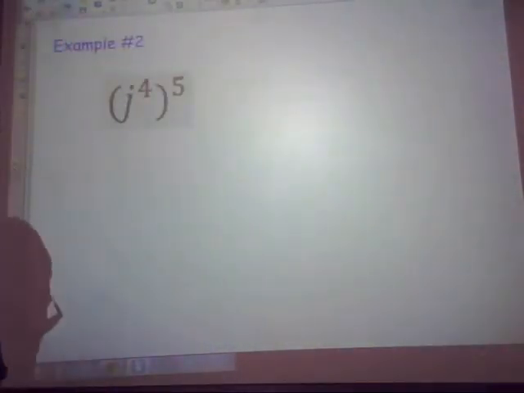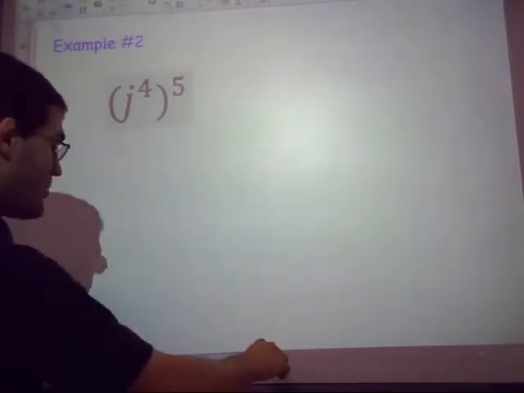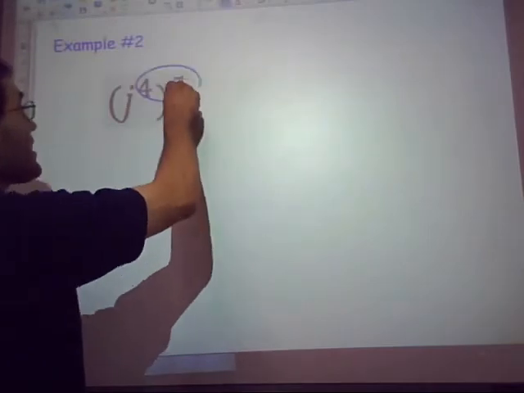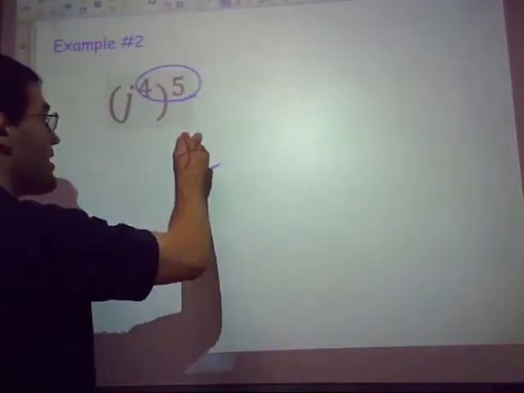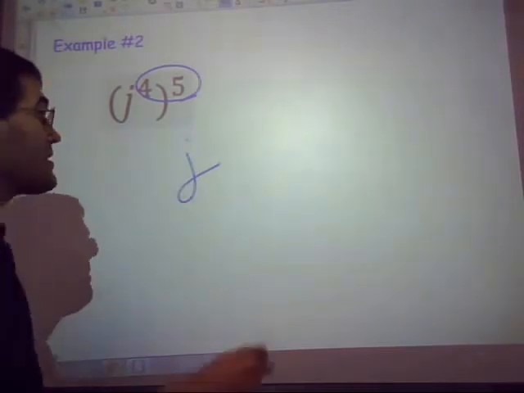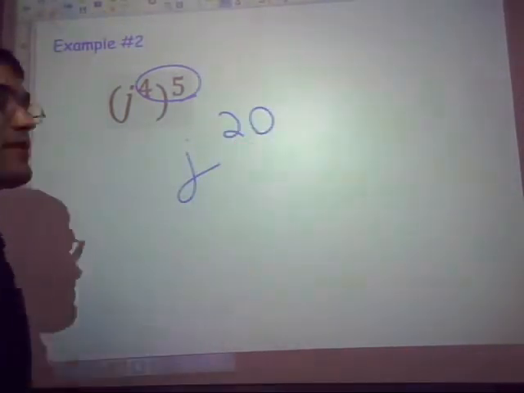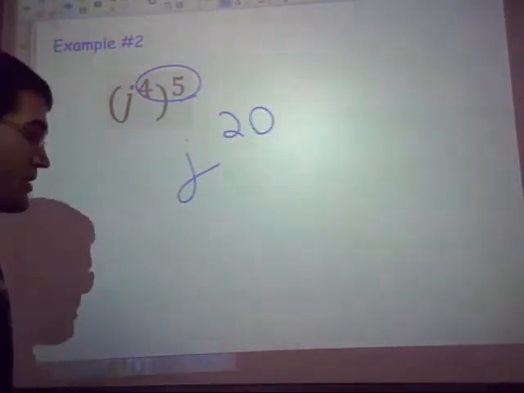So, if you have j to the power of 4, and then again raised to the power of 5, we said the rule is multiply the exponents. So 4 times 5 is 20. So just put down your base of j, and then multiply the exponents, and you have j to the power of 20.